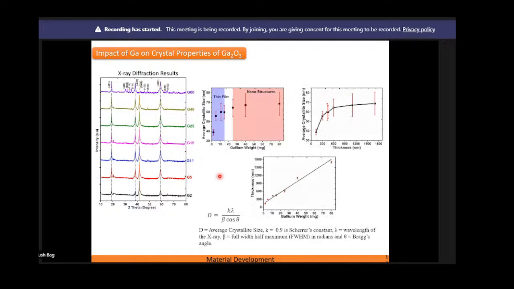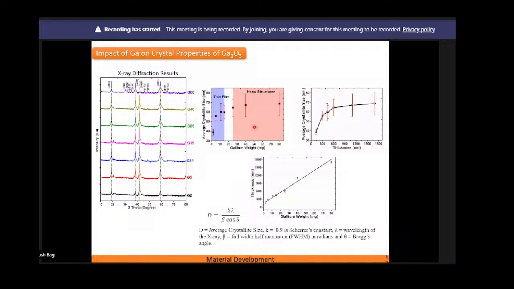Now next we have tried to understand if there is any impact on the crystal quality when increasing this gallium metal. But we could not observe any such change in the XRD peak, but there is a change in the crystallite size. For this crystallite size, we have simply followed this equation, and from that we have tried to see how the crystallite size is changing with the amount of gallium we are considering. Here you can see, when we are considering a low amount of gallium, we were getting a thin film, but with a high amount of gallium, we ended up realizing nanostructures.